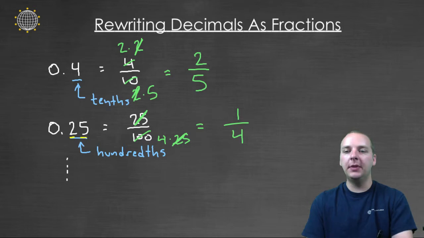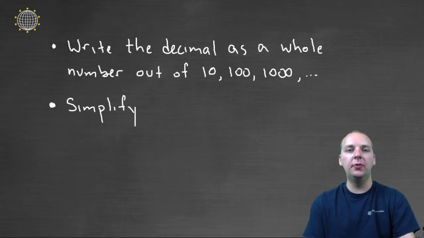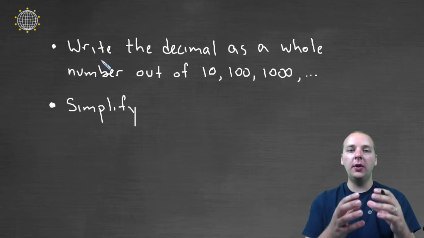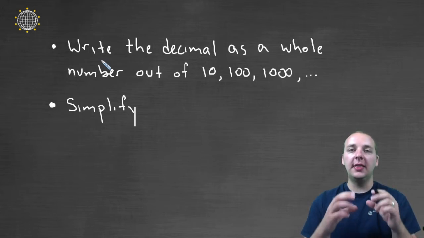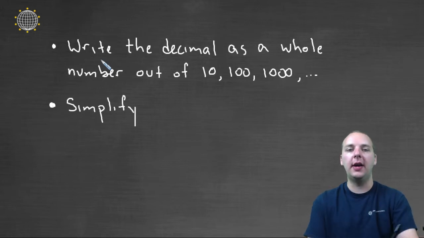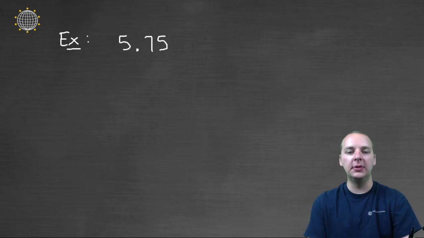All right, let's recap those rules one more time. We'll do a few more examples. Step 1 is to write the decimal as a whole number out of 10, 100, 1,000, etc. And then once you get that fraction, then you simplify that fraction until you're finished. So let's look at a few more examples. These are more on par with what you would expect to see on a test question or a homework question or something.